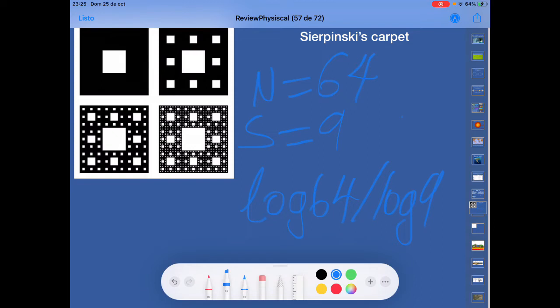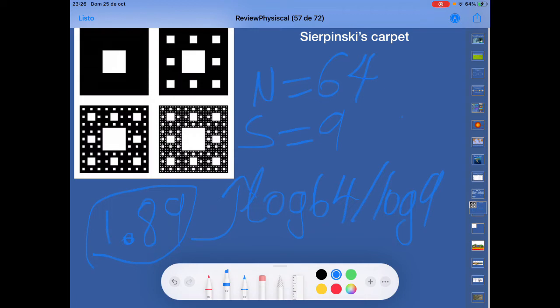And let me do that on my cell phone. Give me a second. You can be doing it now too, so that you don't lose any time, but basically log 64 divided by log 9, and it equals 1.89. The dimension of this object, the Sierpinski carpet, is 1.89.